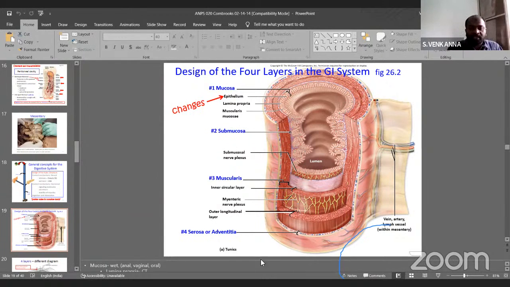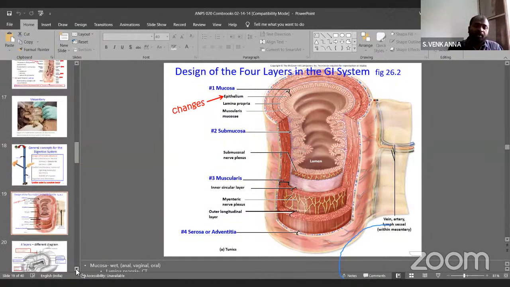Next is the serosa, or adventitia. It carries nerve functions and blood vessels, because after complete absorption of nutrients, they reach the internal organs. This shows the complete anatomical structure of the digestive system.